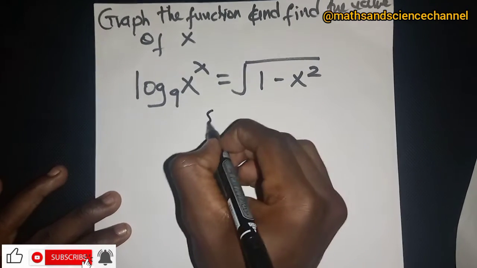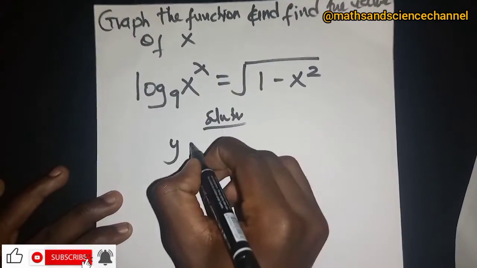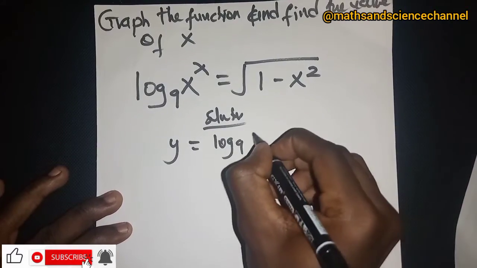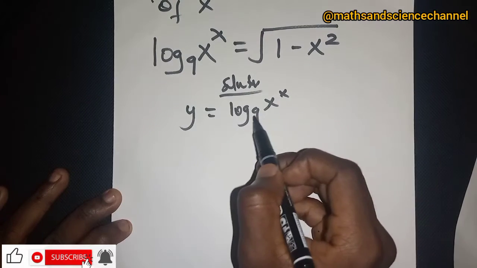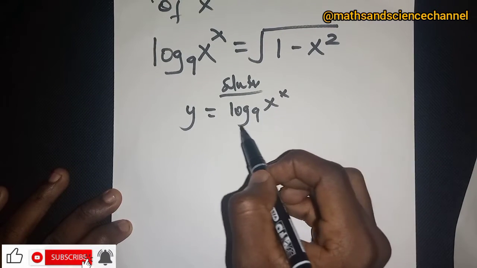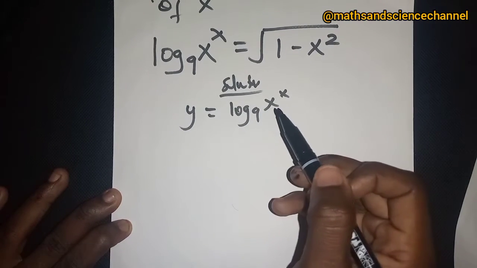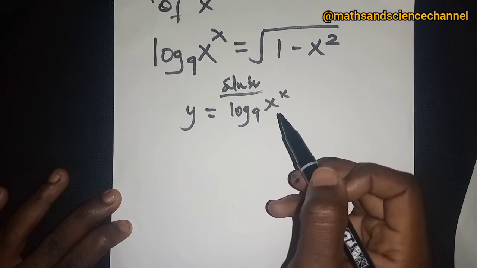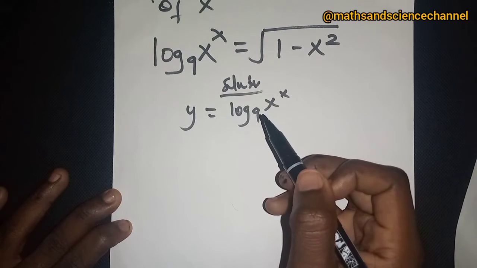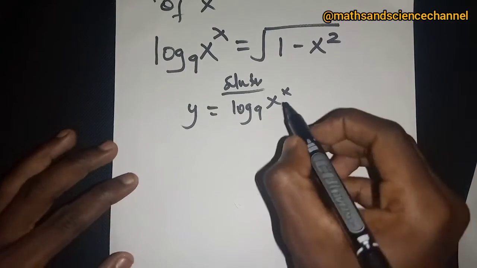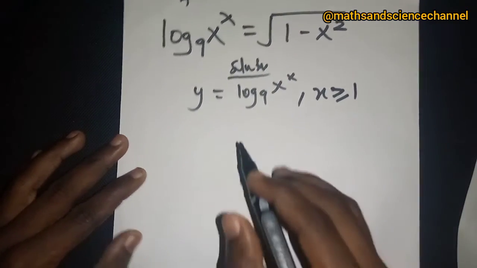So what we are going to do here is take the first function and equate it to a variable y. So we have log base 9 of x. Now we have to find the values of x for which this function is defined, and the values can be only positive values, so values which are greater or equal to 1, right? So x should be greater or equal to 1 for the function to be defined.